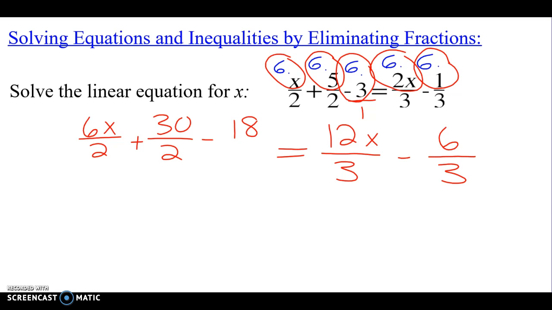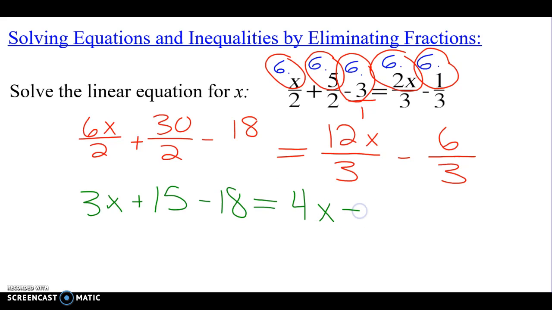Now I'm showing every step here, but a lot of you can probably skip this step I just did, because you can see that 6x over 2 actually simplifies to how many x's? 3x. 6 over 2. Plus 15 minus 18 equals 12x divided by 3. It's 4x minus 6 over 3.